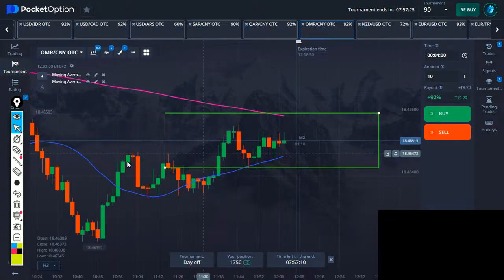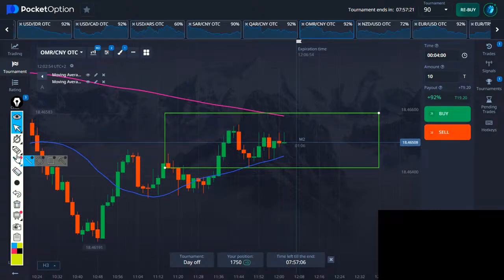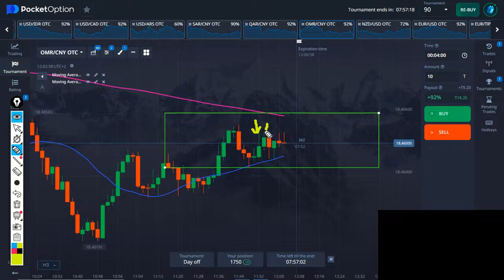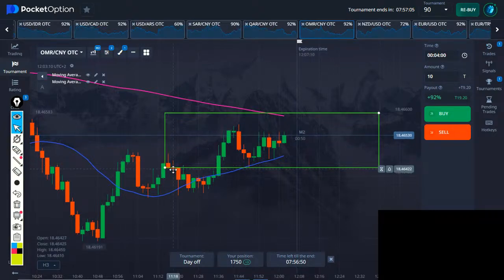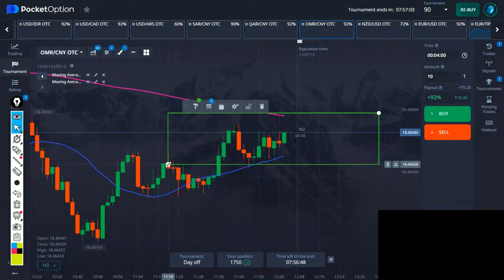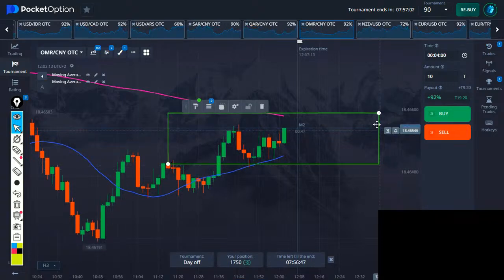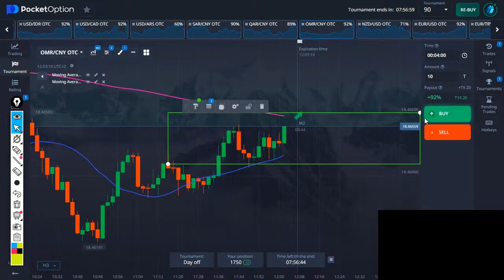In addition, we have lots of topping wicks. These are additional tips, all right, guys? See that? Lots of pressure from the sellers. So I prefer to take a sell. Let me set an alarm over here. And here.